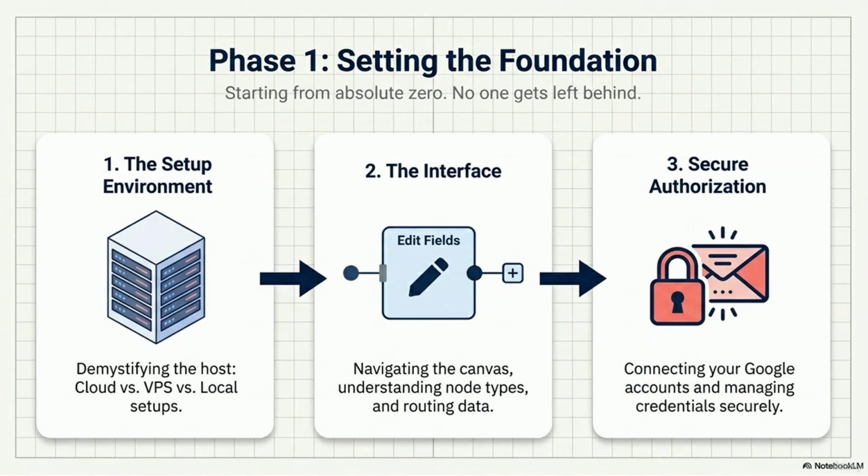We begin phase 1 by starting from absolute zero. We'll demystify the setup environment, comparing local, VPS, and cloud-based installs, so you can choose what works for you. While we do show you how to install N8N on a VPS, this course uses N8N installed locally, so we'll show you how to do that because it's totally free. Next, I'll give you a full interface tour, teaching you how to navigate the canvas and understand the different node types. And finally, we cover secure authorization to ensure your Google accounts are connected safely.